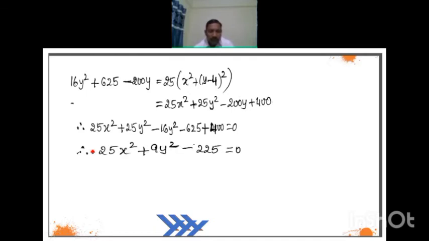Here the coefficient of x square and the coefficient of y square are not equal. So this is not a circle. We will discuss the types of conics after the circles chapter. We will discuss it. Okay, students.